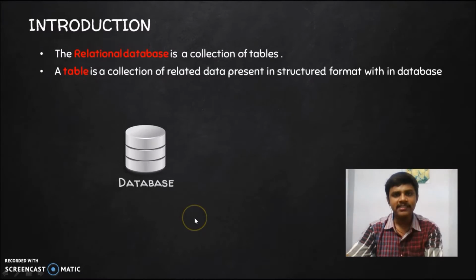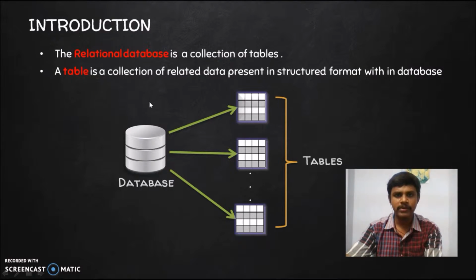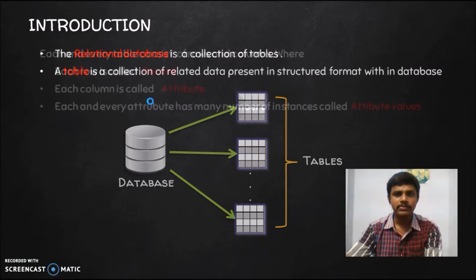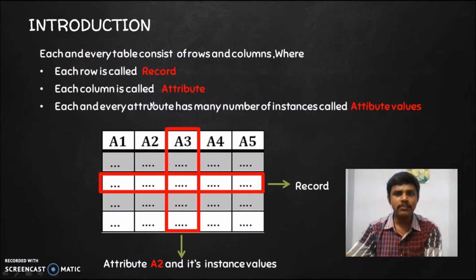So what is meant by a relational database? A relational database is a collection of tables, and all these tables can be used to store data which is interrelated in a structured format. Here, structured format means we store this interrelated data in a two-dimensional way, that is, rows and columns. Each and every table contains rows and columns, where each row is called a record and each column is called an attribute.